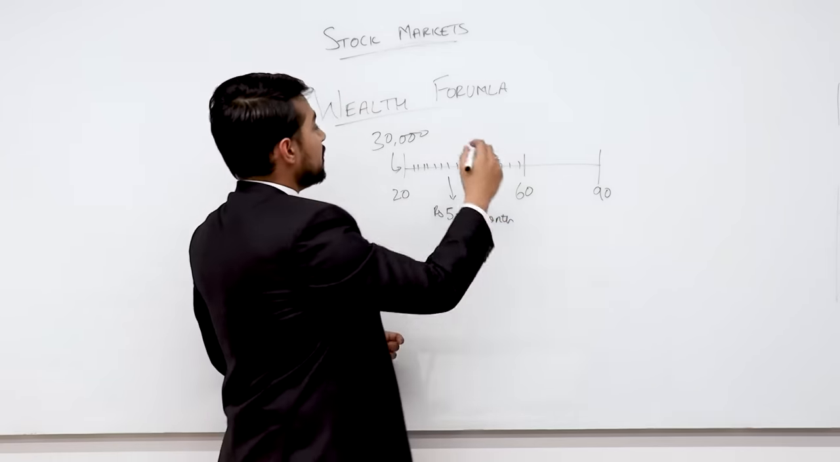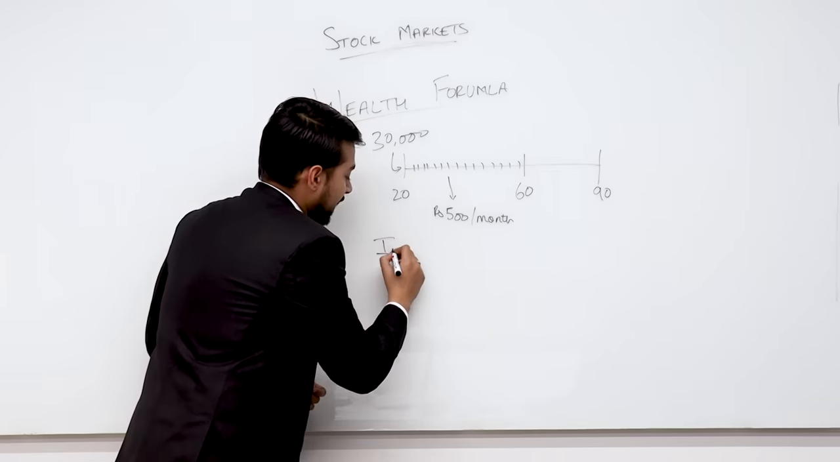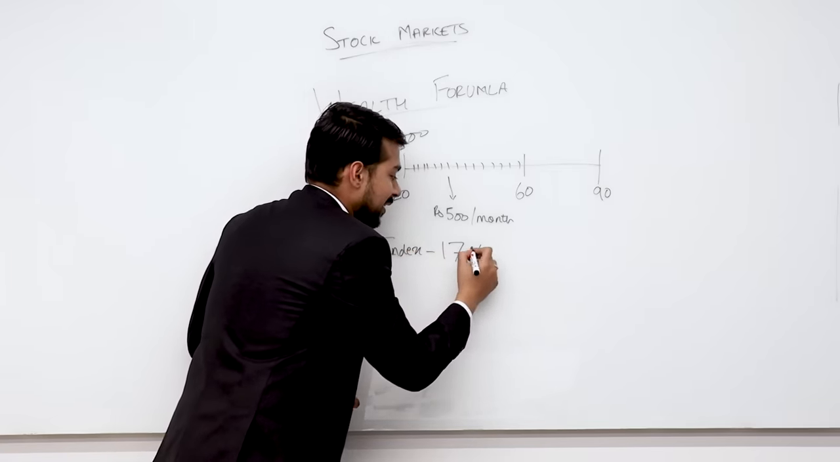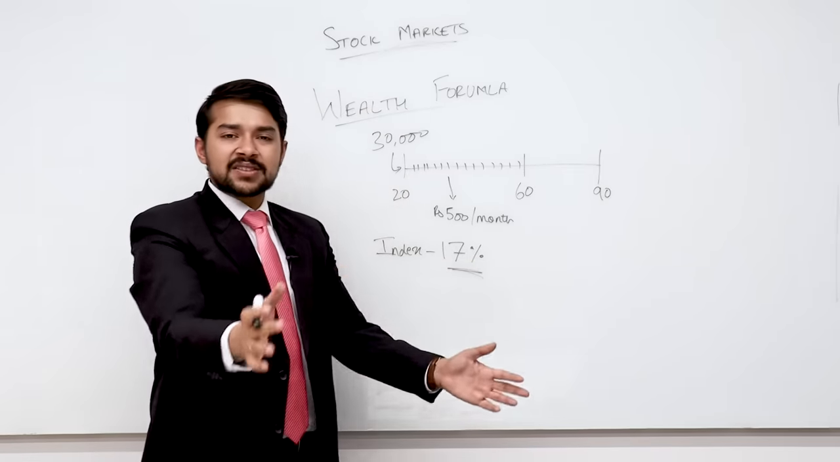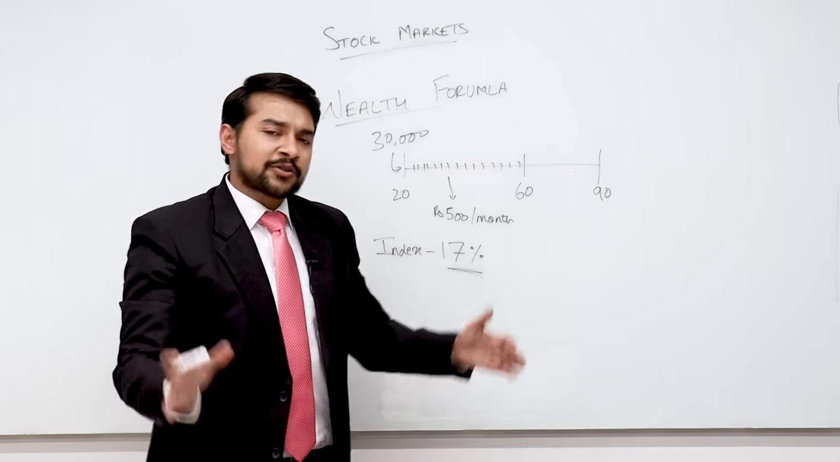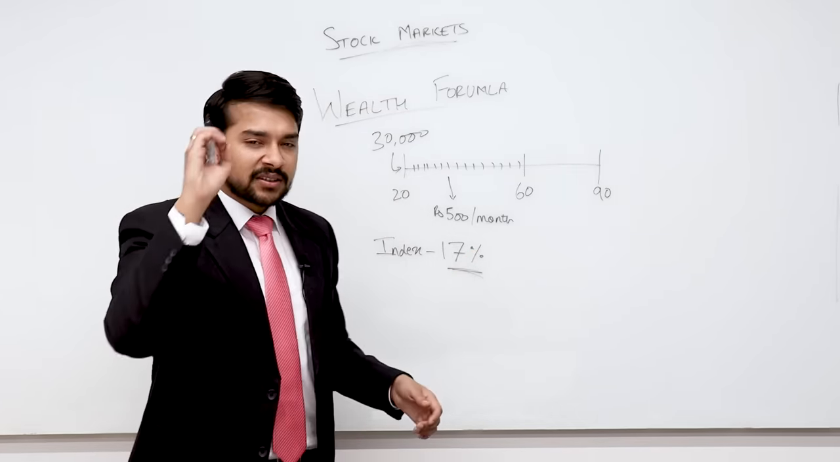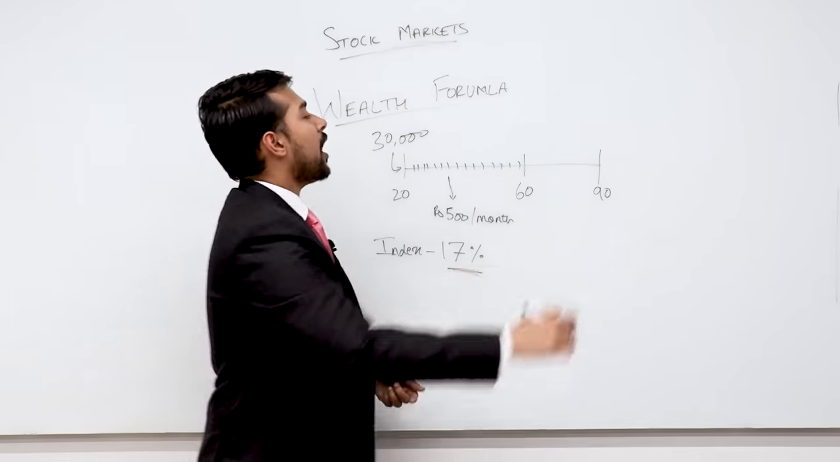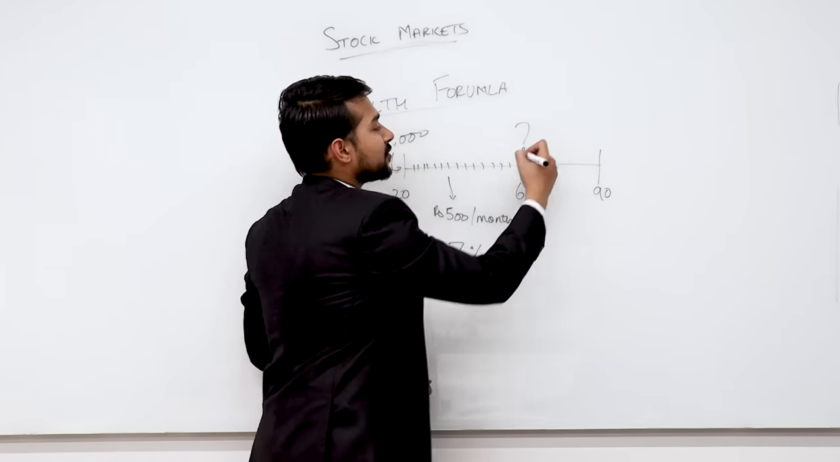Where do you invest it? You invest it in an index, which gives you a return of 17%. Or, to invest in an index, do you need any knowledge? No, because for long-term investment, what knowledge do you need? Zero. Right? So I want to find out how much I will get at the age of 60.